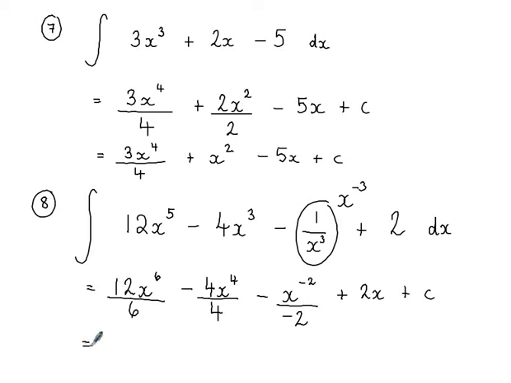So we want to cancel down where we can now, last part. 12 divided by 6 gives us 2x to the 6. 4 divided by 4 gives us 1, so that just cancels down to x to the 4. Be careful on this one here now. So this minus and a minus here, if I circle it, this minus and a minus make a plus. So minus and minus makes a plus, and then keep everything else the same. So x to the minus 2 over 2, and then plus 2x plus c.